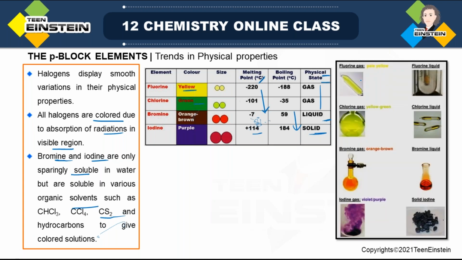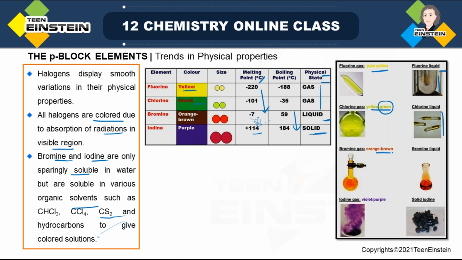Now see, fluorine, when it is in gaseous state, is pale yellow, but when it is in liquid state, this is also yellow, but slightly more intense. Chlorine gas, there is a slight difference. Fluorine is yellow, but now there is a greenish tinge. Some greenish appearance is also there. This is the liquid form.